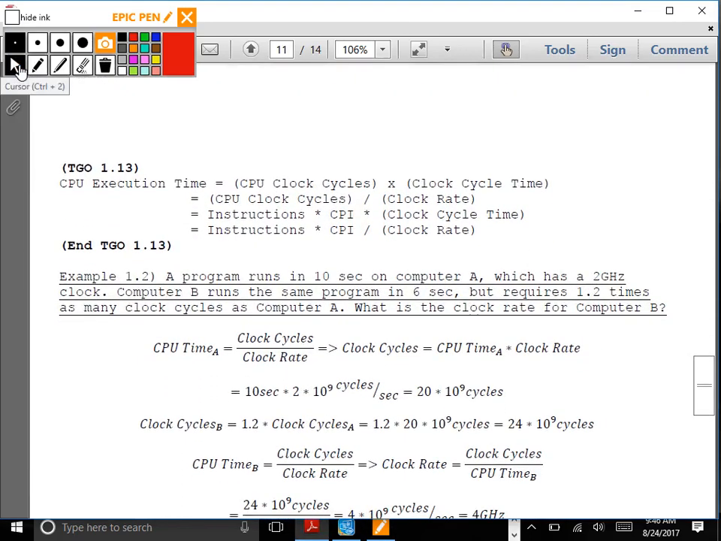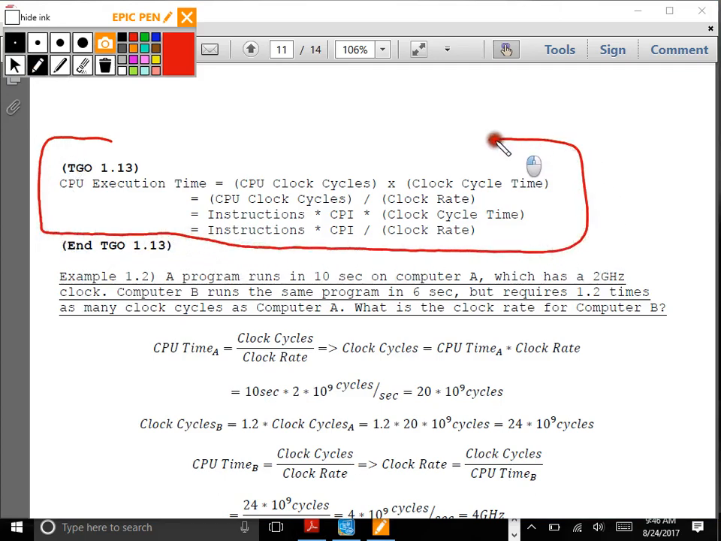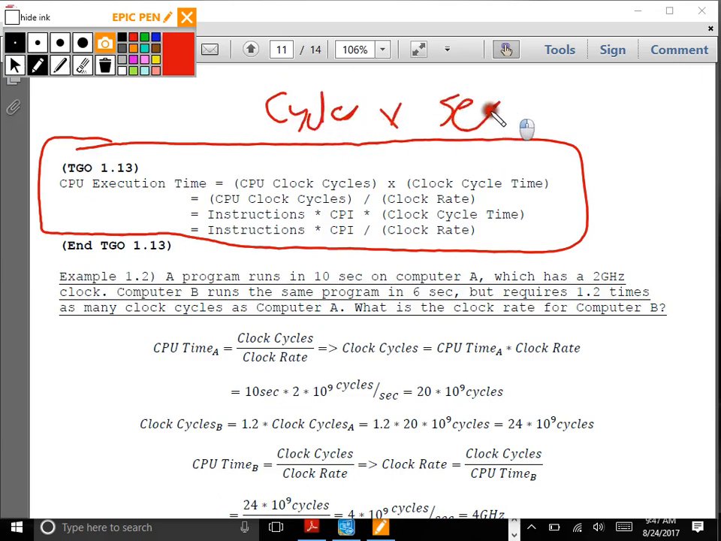And then last, CPU execution time. These are all of the possible conversions that you will use. I found if you work through these before hitting a big example problem like example 1.2, you can actually see how all of the units cancel out. So CPU execution time, so you have CPU clock cycles times clock cycle time. So that's cycles times seconds per cycle. So you see how those cancel out and become a time?